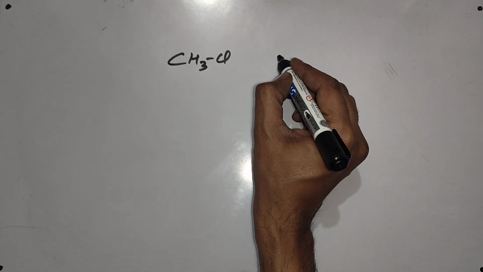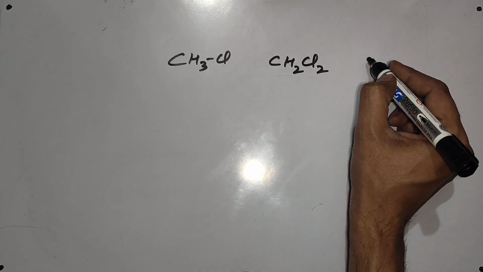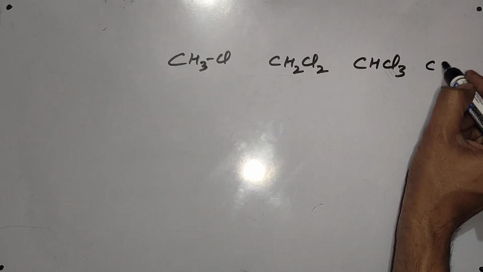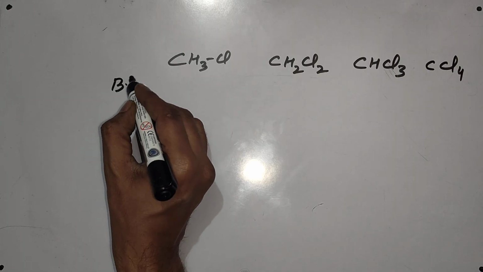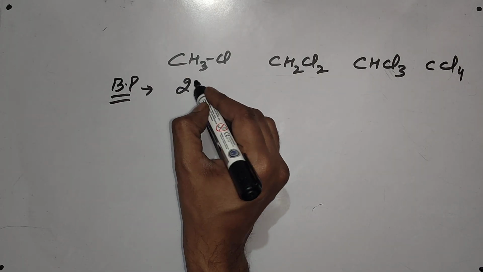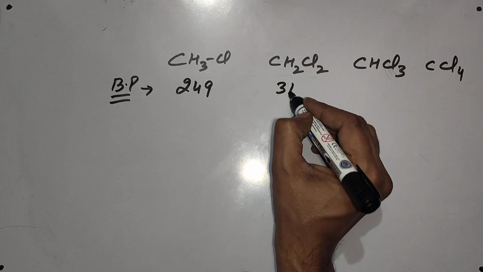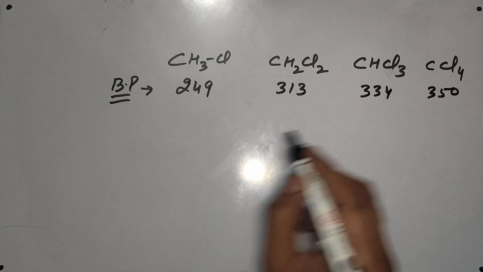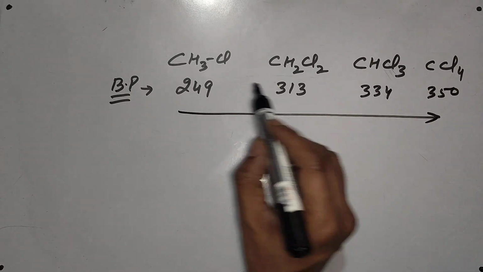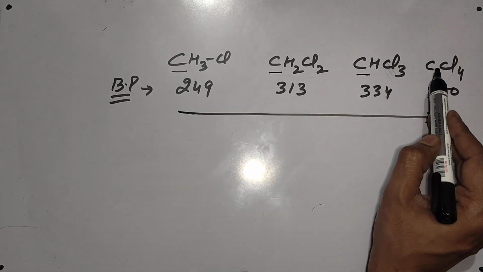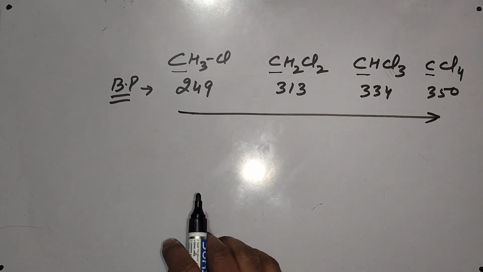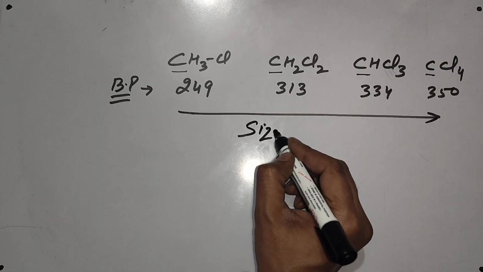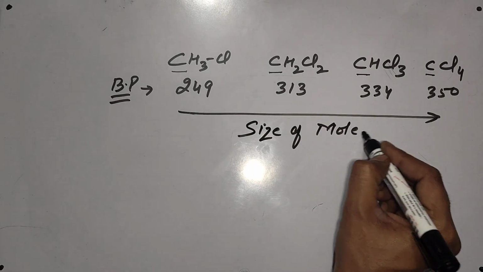CH3Cl, CH2Cl2, CHCl3 and CCl4. The boiling points are 249, 313, 334 and 350. The number of carbon atoms is the same: 1, 1, 1, 1. Chlorine atoms are increasing. As chlorine atoms increase from left to right, the size of the molecules will increase.